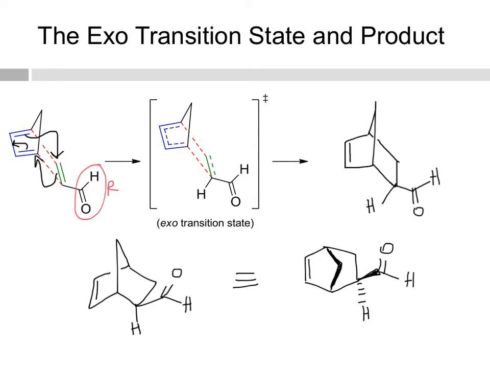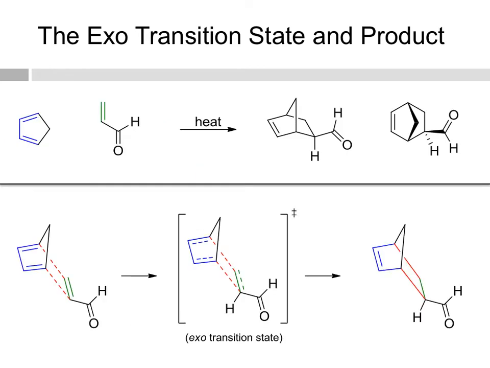So you can see that in the exo product, so this is the exo product, because we had the R group come in away from the diene, and this hydrogen was towards the diene, you can see that the hydrogen is towards the remaining part of the diene, and this aldehyde is still outside. So the aldehyde is closer to the smaller bridge here, and the hydrogen is closer to the larger bridge that used to contain the diene. That's how we define the exo product.